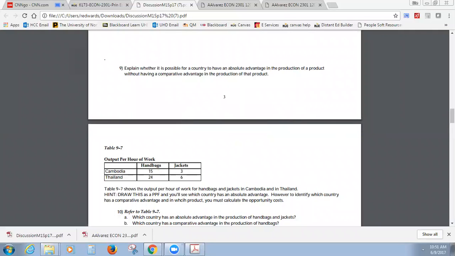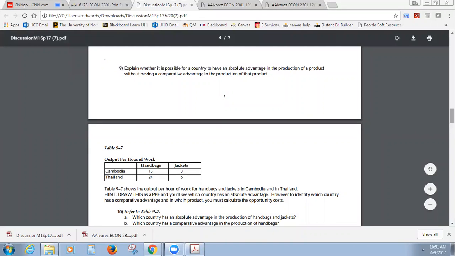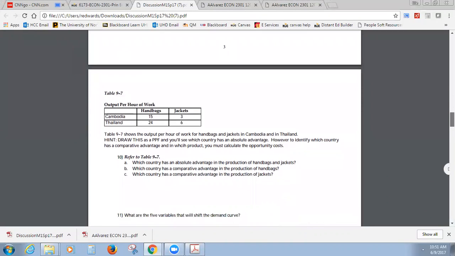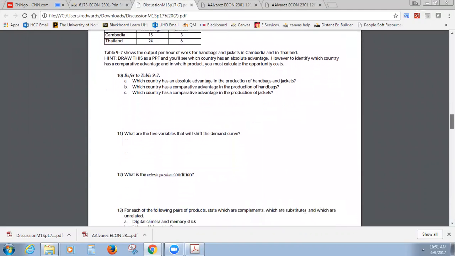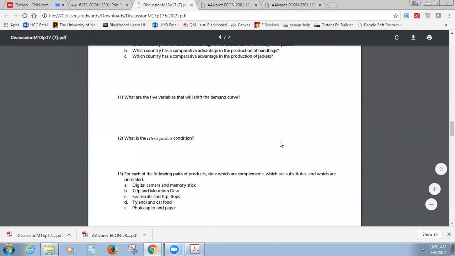All right, so again, follow the steps. Step 1, draw your PPF. Step 2, set the 2 points equal to each other. If it is an increasing opportunity cost, just do those specific points. If it is constant, you can solve it the way I did just now. Now, ceteris paribus.